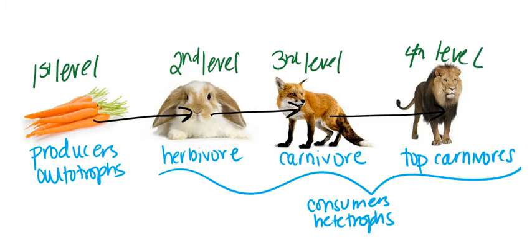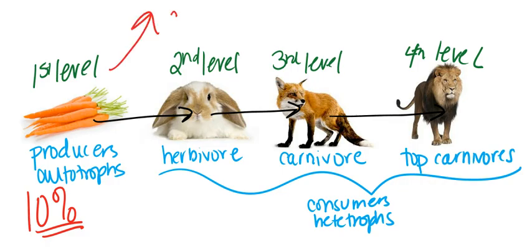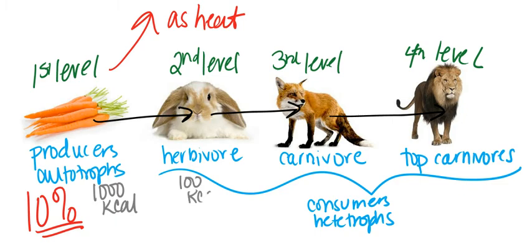Now that our trophic levels are done, we're going to take a look at the energy. So in terms of energy, when the energy is passed on, only 10% is passed. This is extremely important. The rest of the energy gets lost as heat. So if we say that the carrots start out with 1,000 kilocalories of energy, the rabbit is only going to get 10% of the 1,000. So 10% of 1,000 is 100. So once the rabbit eats the carrots, they are given 100 kilocalories of energy. Like I said before, the rest is lost as heat.